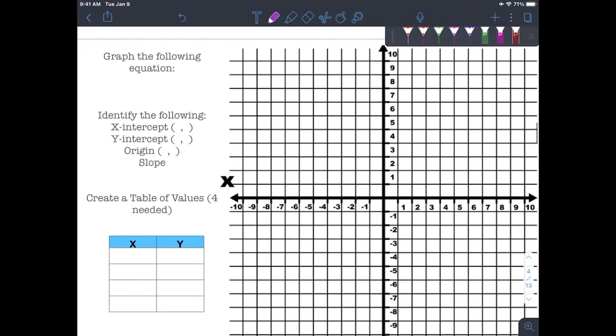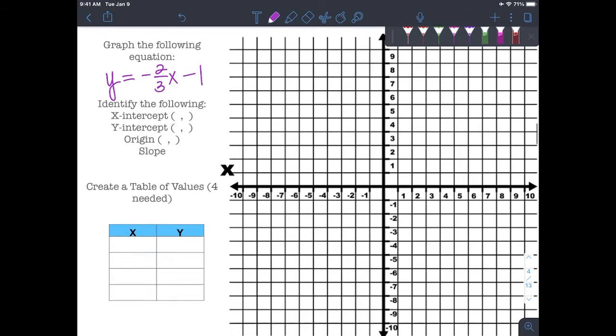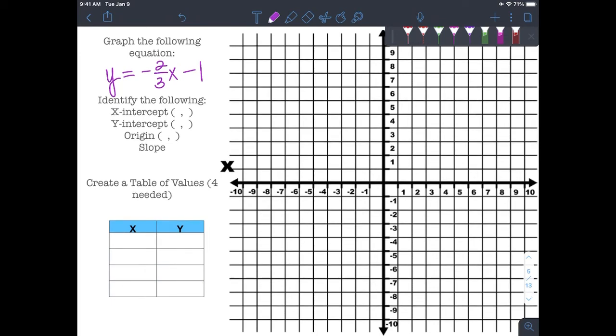So now I'm going to take another equation. Y equals negative 2/3 x minus 1. So first thing I say is, where's my y-intercept? Well, let's highlight that y-axis. Let's highlight that x-axis. And my y-intercept is going to be at negative 1. So I'm going to look for that. There it is. I'm going to go ahead and put a dot there.